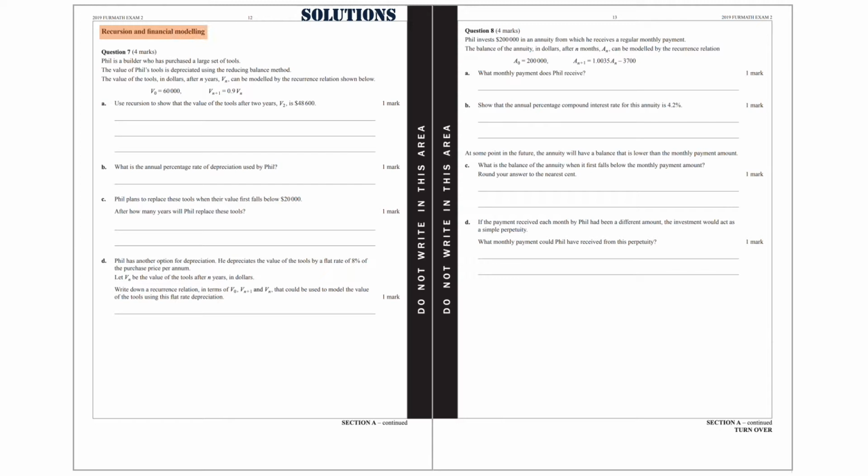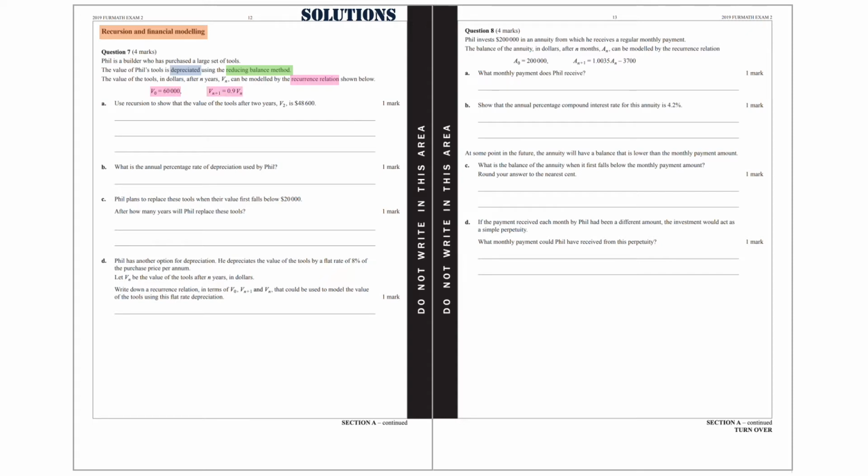Recursion and financial modeling. Question 7. Phil is a builder who has purchased a large set of tools. The value of Phil's tools is depreciated using the reducing balance method. The value of the tools in dollars after n years, Vn, can be modeled by the recurrence relation shown below.